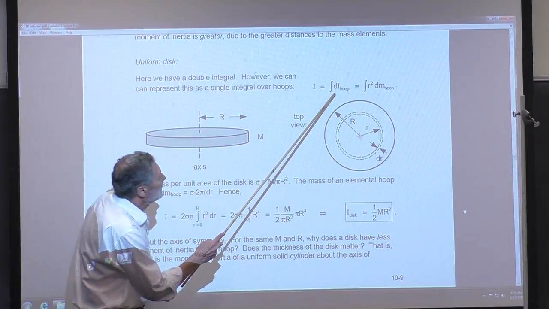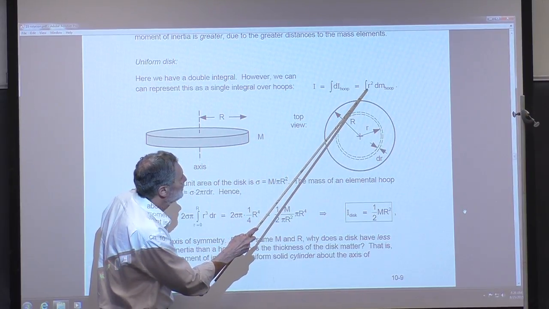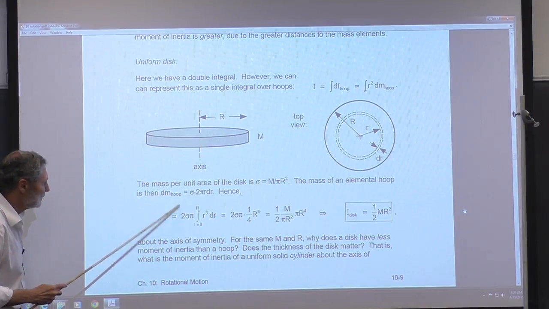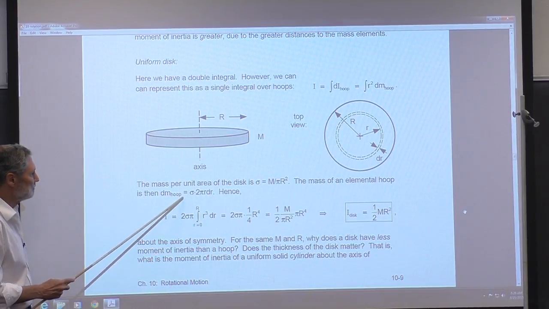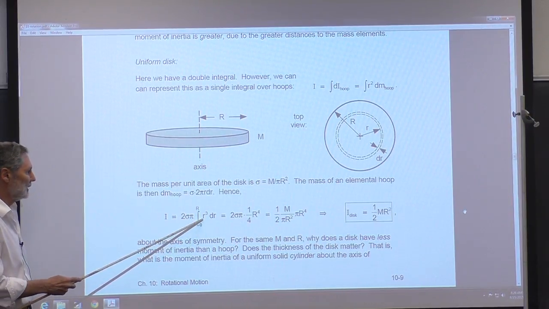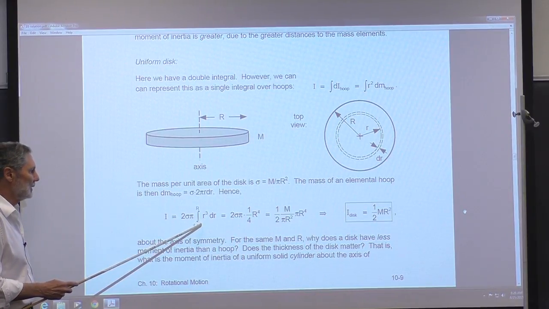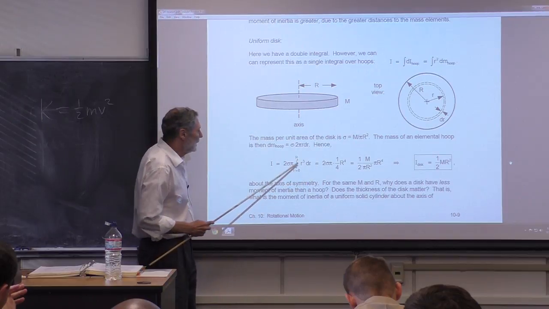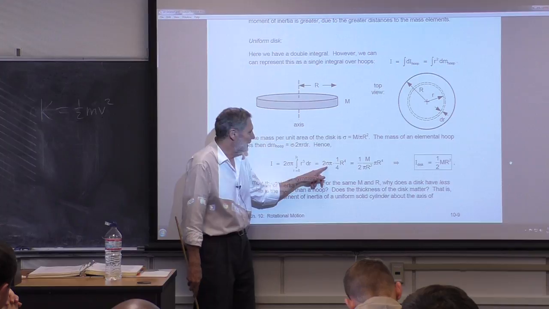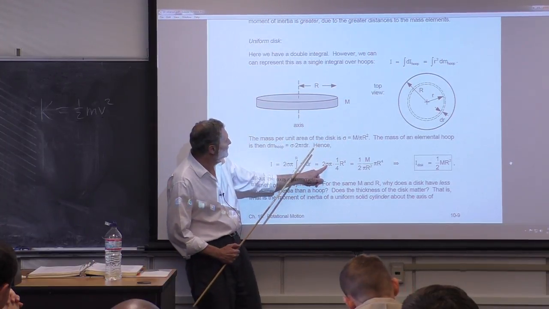Here it is. We integrate over all these little elemental hoops, where each hoop contributes r squared times its mass. So we substitute for what the mass of the hoop is in here. And now we have calculus. Everybody can integrate this. The integral of r cubed is going to be 1/4 r to the 4th. I evaluate it, and I get this. And again, nobody remembers this. You want to now substitute what sigma is.